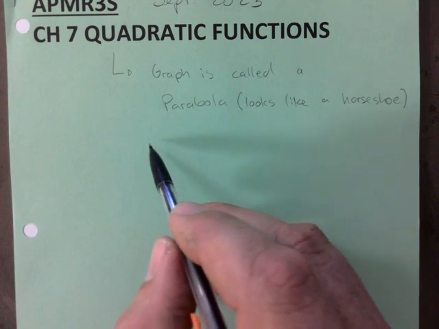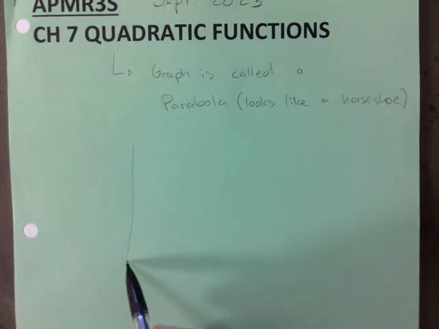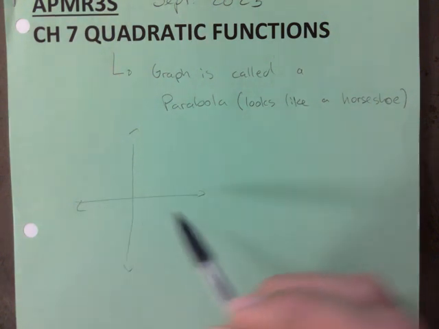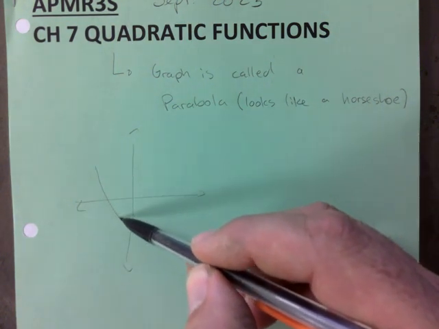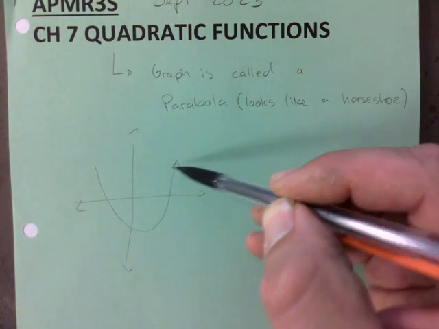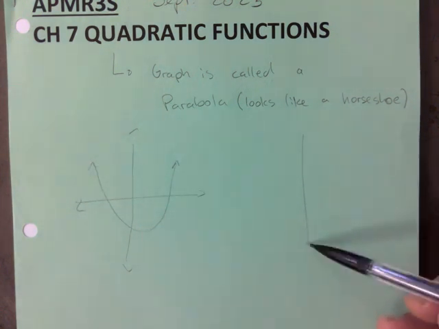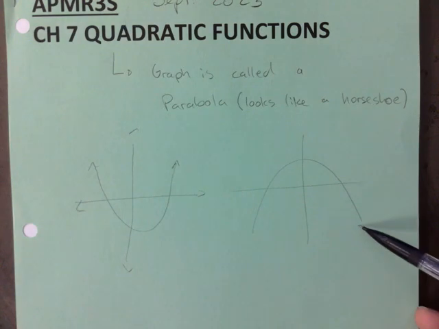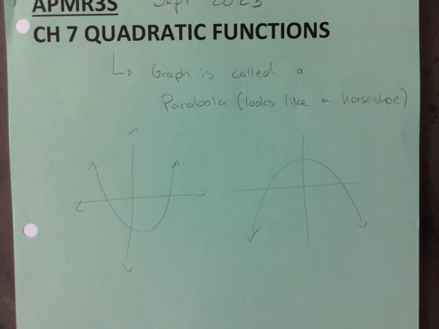So I just have like a coordinate plane here. So it will either look like this, or it could look like this, pointing up or pointing down. And there's some variation along the way.